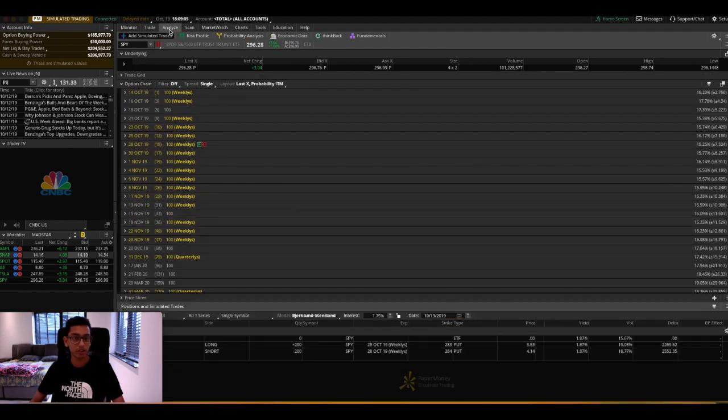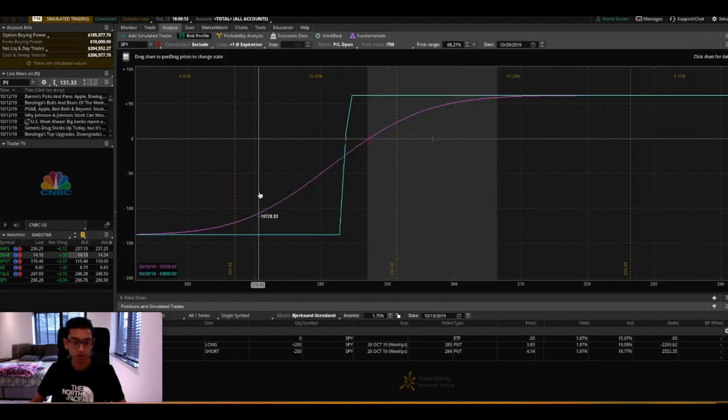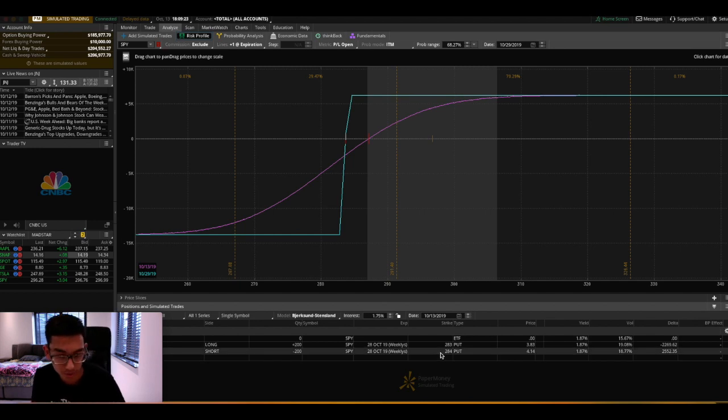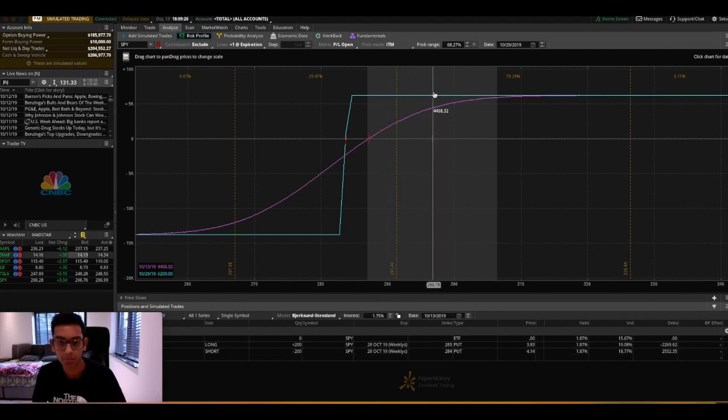So a cool way to see this is if you go to the Analyze tab. Here's one of my positions I have. So let's go to Risk Profile. What I did was I bought the 283 put and sold the 284 put, and my max profit is 6,200 and my max loss is 13,800. So it's a 50% ratio, and I bought it when it was trading at 287, and it was a 70% probability trade.